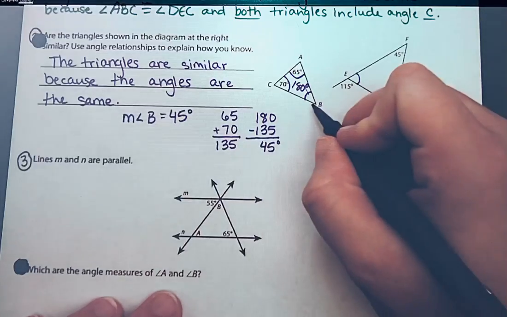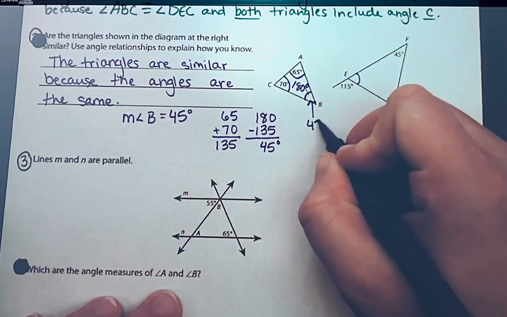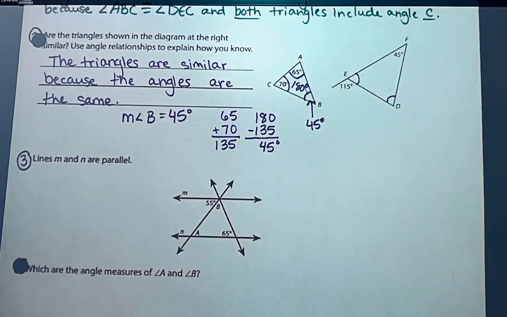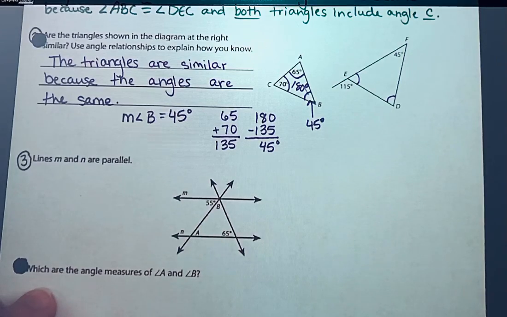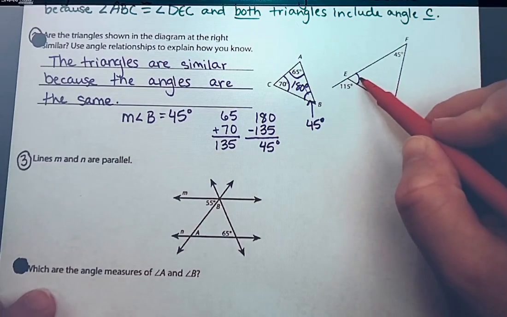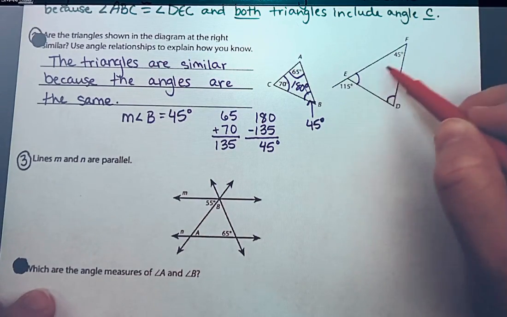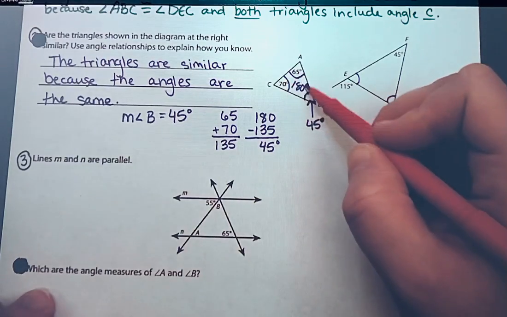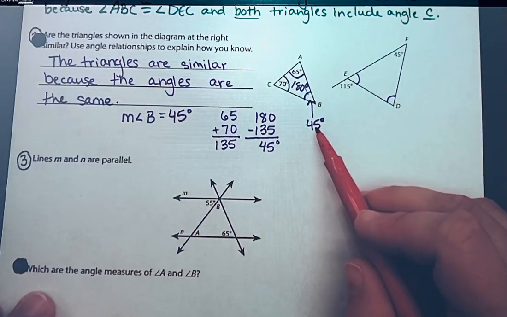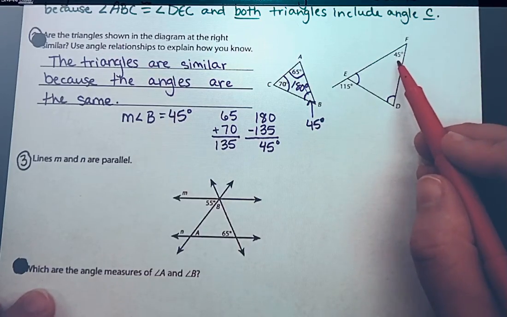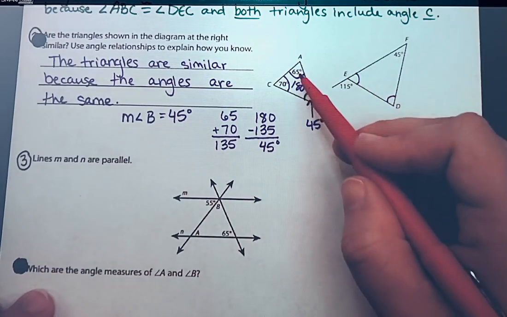So angle B is 45 degrees. Next, we have to find the measure of E and the measure of D. Why do we have to find that? Because we're trying to see if this triangle's angle measurements match this triangle's angle measurements. So far, 45 and 45 match, but we don't know if these two match 65 and 70.